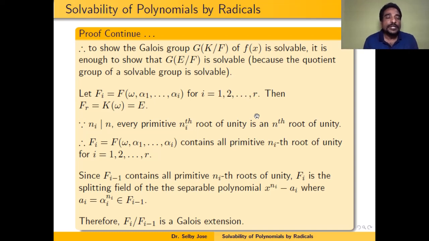So it is enough to show that the Galois group of E over F is solvable, because the Galois group of K over F is the Galois group of f(x). Now let us define F_i equal to F(omega, alpha_1, ..., alpha_i), where omega is the primitive nth root of unity, the generator of E, because E is equal to K(omega). Then F_r is equal to F(omega, alpha_1, ..., alpha_r), which is the same as K(omega), because K is equal to F(alpha_1, ..., alpha_r), and K(omega) is equal to E, so F_r is equal to E.